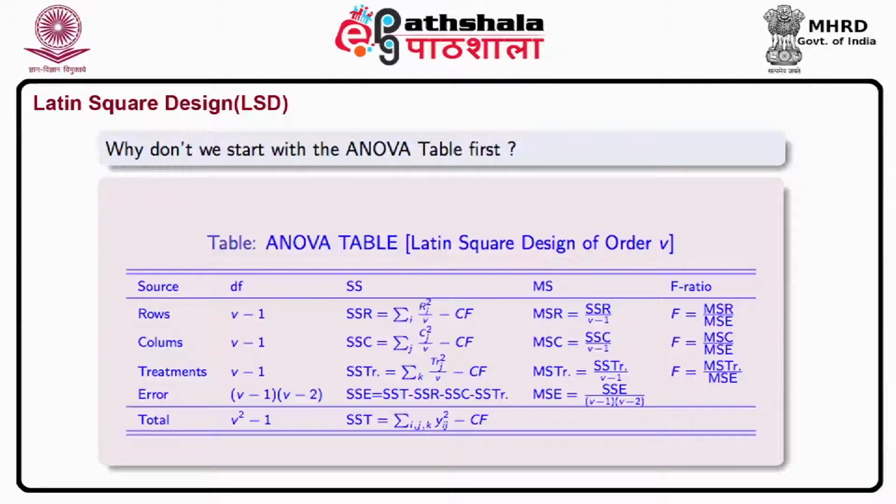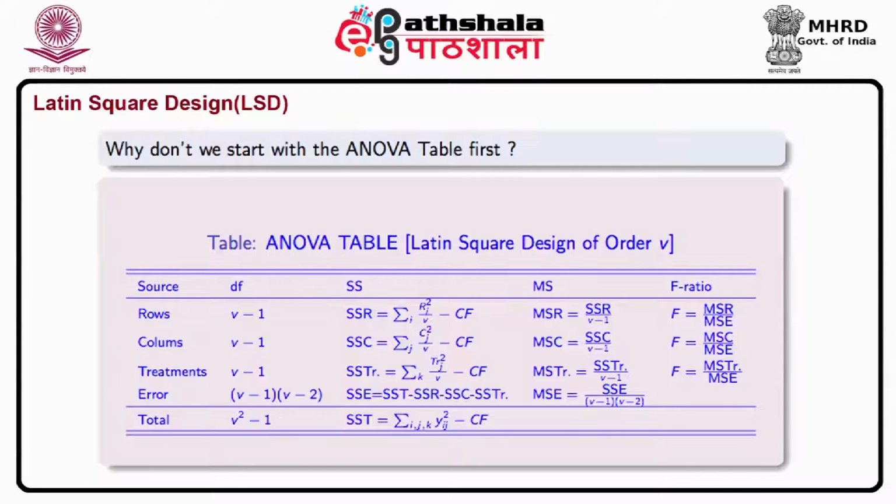Yes. Note that in a Latin square design, we are talking about as many row effects as column effects as treatment effects. Yes, sir. It is called a Latin square design of order v if it involves v rows, v columns, and v treatments. That's why no wonder in the degrees of freedom, rows v minus 1, columns v minus 1, treatments v minus 1. But altogether we have v square observations. Therefore, total is v square minus 1, and the error DF is obtained by subtraction. That's what gives you (v minus 1) into (v minus 2).